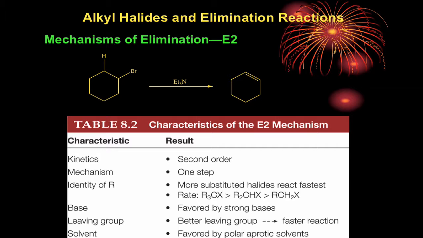And there are some things that characterize an E2 elimination that we've already kind of talked about, right? We know that the kinetics are going to be second order. So in this particular reaction that we have drawn up here, the rate of the reaction is going to be dependent on the concentration of what two species?